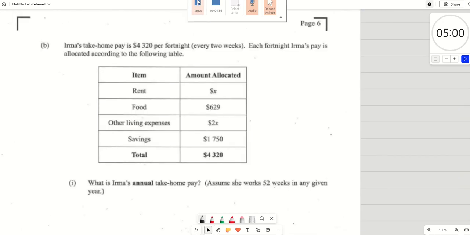Let's look at part B. Irma's take-home pay is 4,320 every 2 weeks. Each fortnight, Irma pays the allocated amounts according to the following table. So rent is X, food is 629, other living expenses is 2X, savings is 1,750, right? What is Irma's annual take-home pay, assuming that she works 52 weeks in any given year?